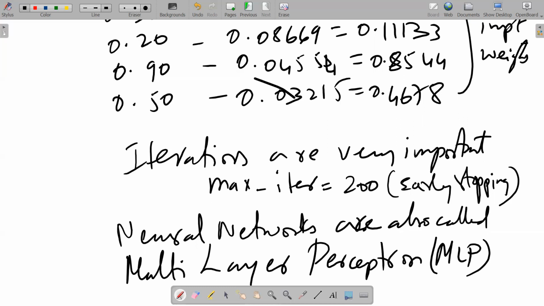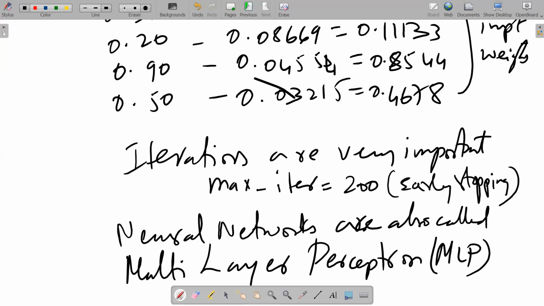After 200 iterations, if it could not correct the error, a wrong prediction will be generated. If we do the error correction before 200 iterations, it will stop. So these iterations are very important. How many iterations do you want a neural network to have for self-correction or self-learning? By default, it is 200.